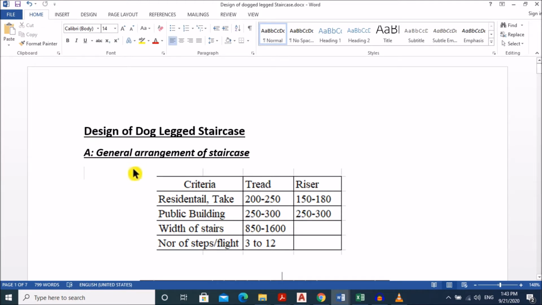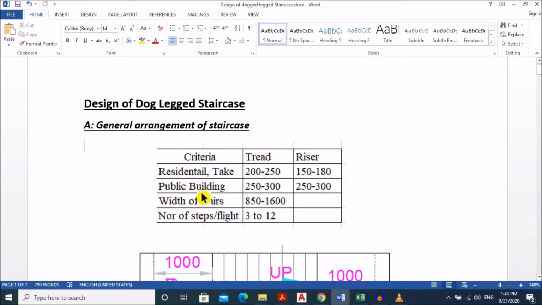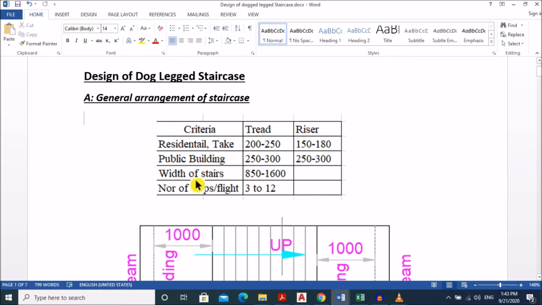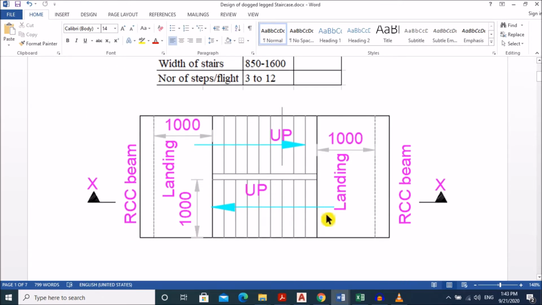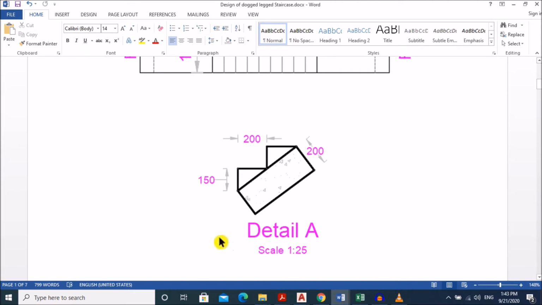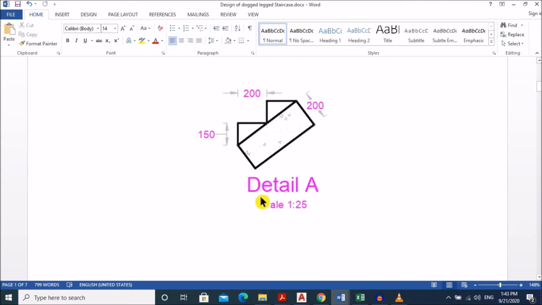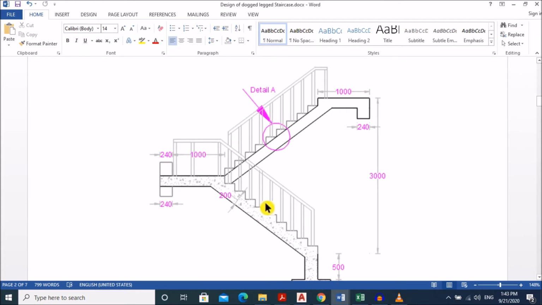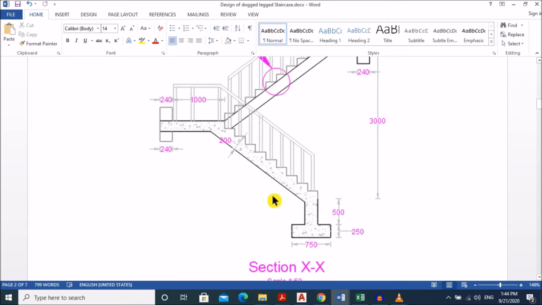This is the design criteria for steps or staircases for residential buildings and public buildings. These are the criteria we have to follow. This is the plan for a two-flight dogleg staircase. This is the landing and this is the RCC beam on which the landing rests. This is the typical detail of steps, and this is also a cross section of a two-flight staircase, right?